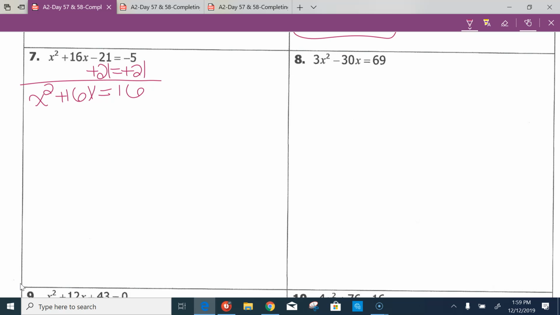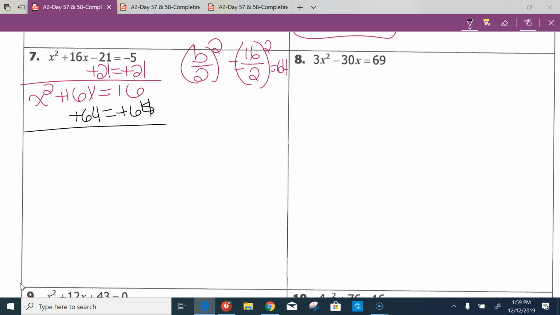Step 3 says take my b value, cut in half, and square it. My b value is 16. 16 cut in half is 8. 8 squared gives me 64. So I'm going to add 64 to the left side of my equation and 64 to the right side of my equation, to make it a perfect square, a perfect square trinomial to be specific. So x squared plus 16x plus 64 now equals 16 plus 64, which is 80. My bad. Yeah, that's right.